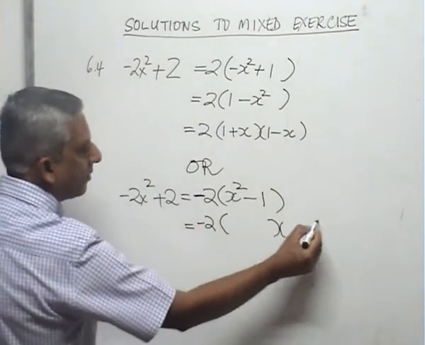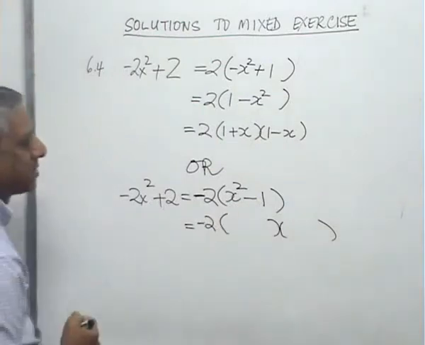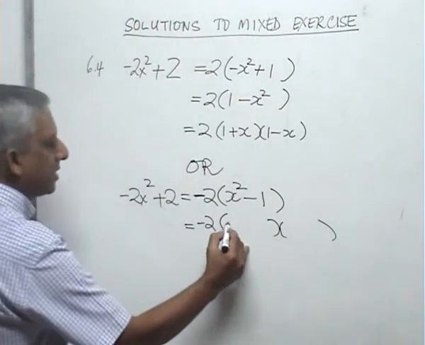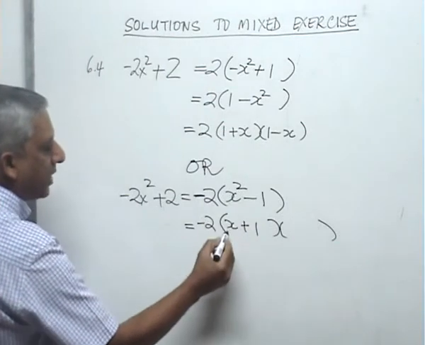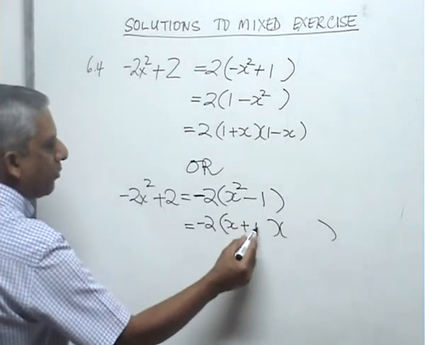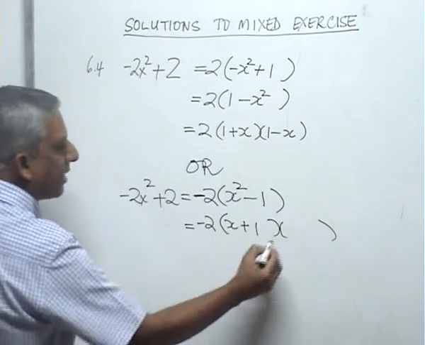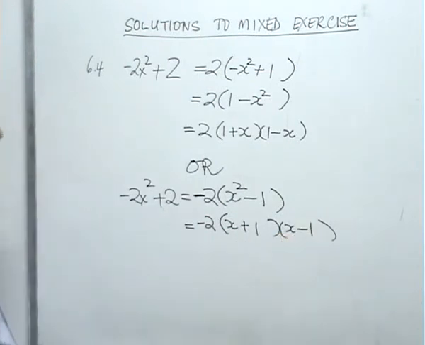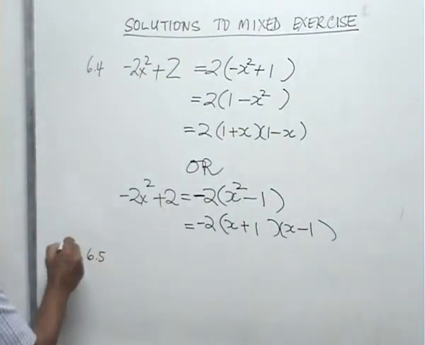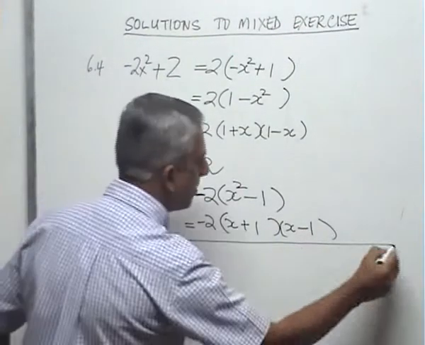And now once again, inside the bracket, you have a difference of 2 squares. So this is x plus 1. Square root of x squared, x. Square root of 1 is 1. One bracket will be plus, and the other bracket will be minus. So that's the answer for 6.4. Let's move on to 6.5.